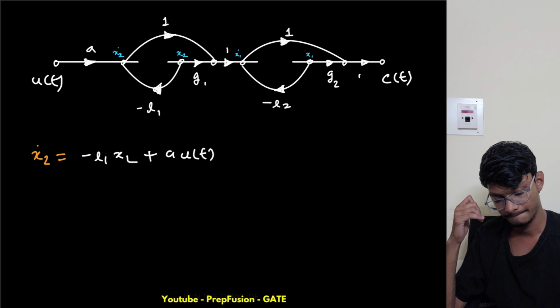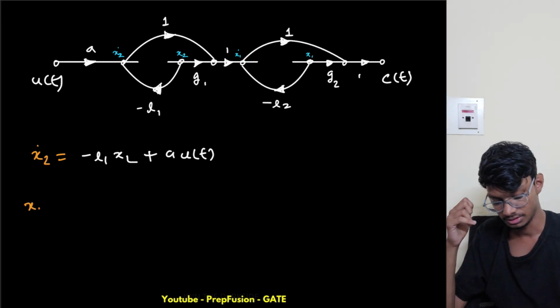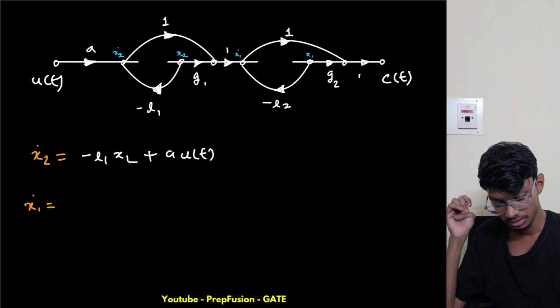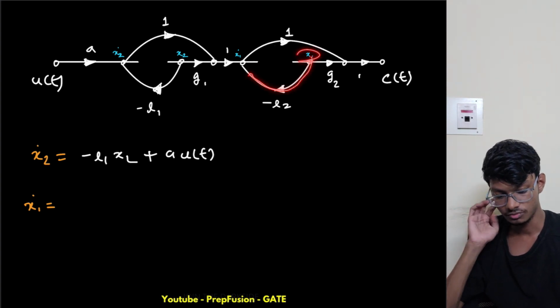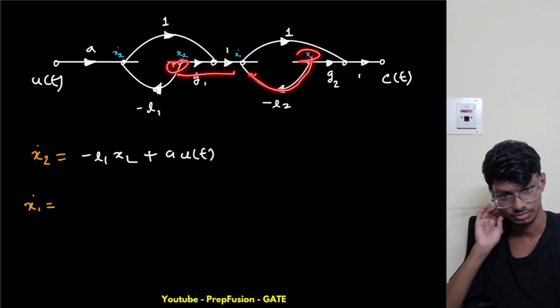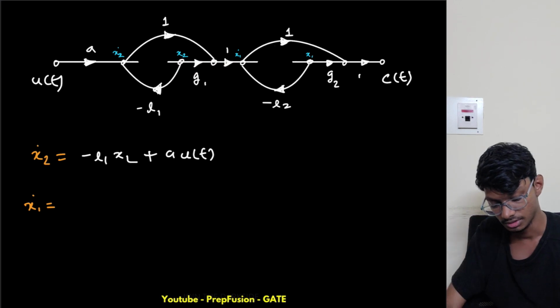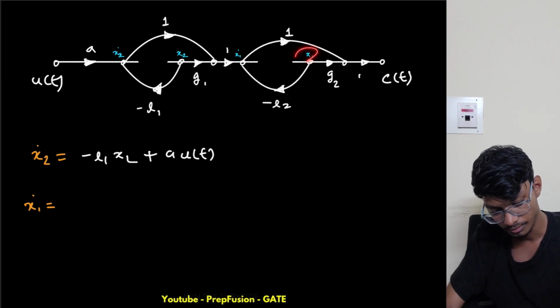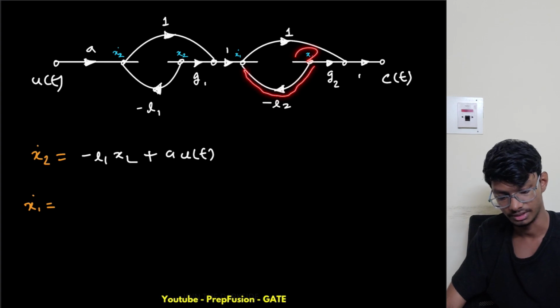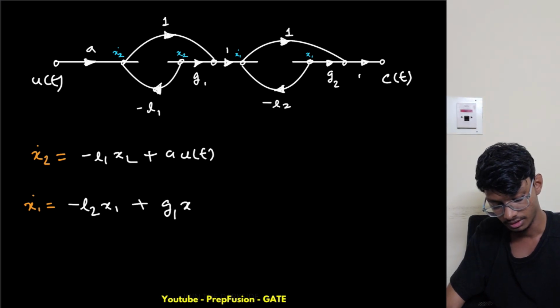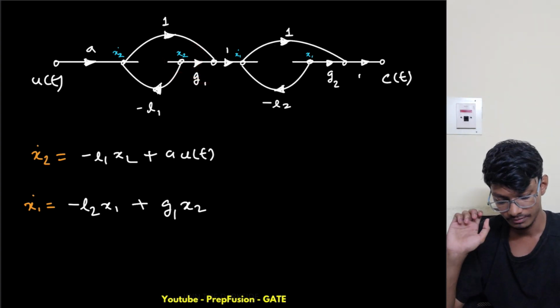Now what is my x1 dot? Basically x1 dot is this one. So x1 times minus L2, we can reach. Can x2 reach? Yes, x2 can also reach. x2 is g1 times x2 basically. So x1 dot equals minus L2 times x1 plus g1 times x2. This is also coming over here, g1 times x2. So yeah, this is what we get.